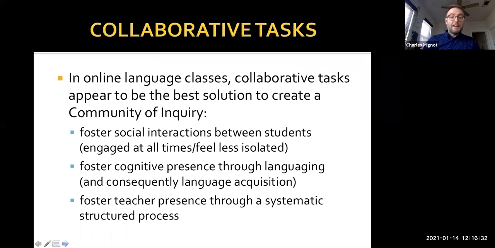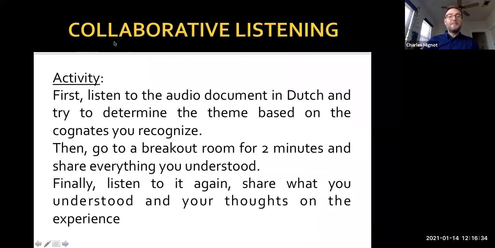Okay. All right, so let's start with collaborative listening. As I told you, it's going to be kind of interactive, so feel free to participate or not in the activity online. I'm going to play an audio document twice before I send you to breakout rooms. It's in Dutch because it's close enough to English. Does anyone speak Dutch, by the way?